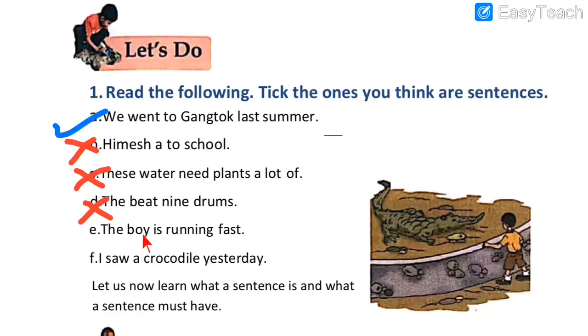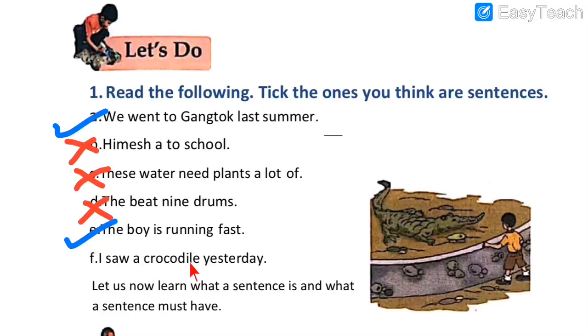Next, the boy is running fast. Now, see, it makes complete sense. The boy is running fast. And here is the verb running. And it has subject and predicate both. So it is a complete sentence. The boy is running fast. It has a complete meaning. It has a verb. It has subject and predicate both. So it is a complete sentence. The boy is running fast. I have put a tick mark.